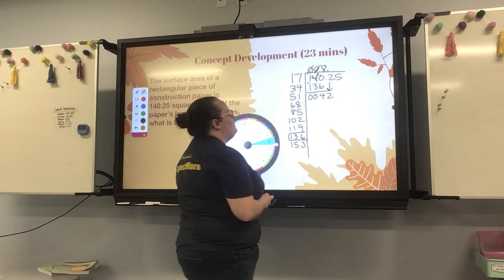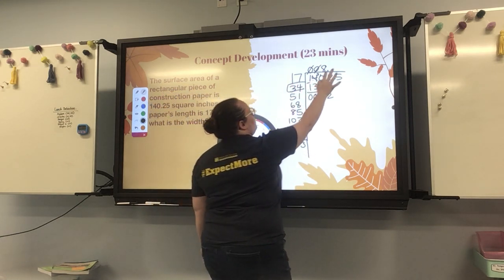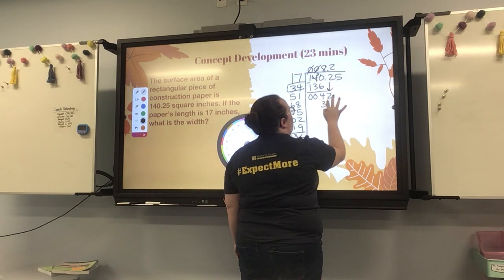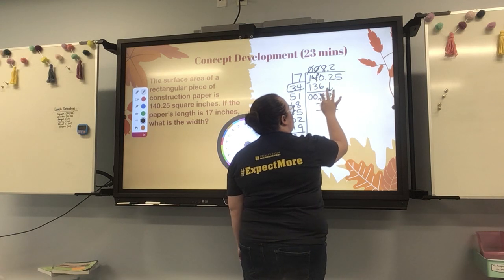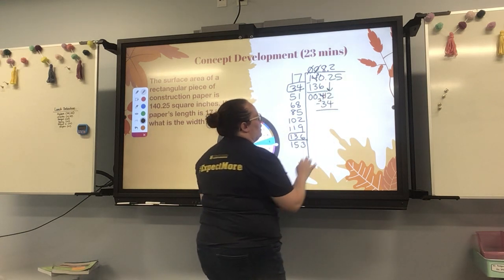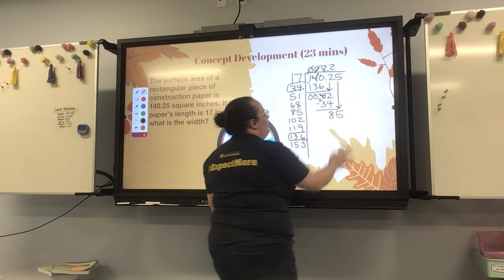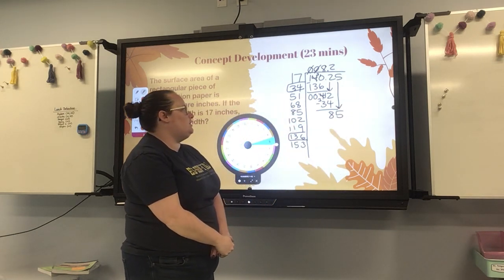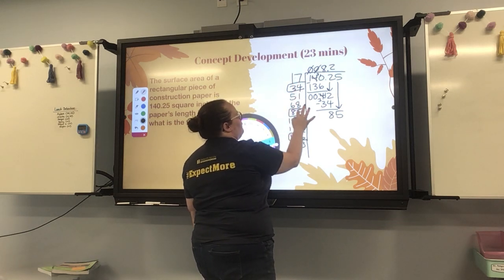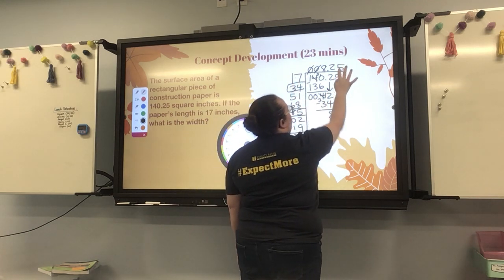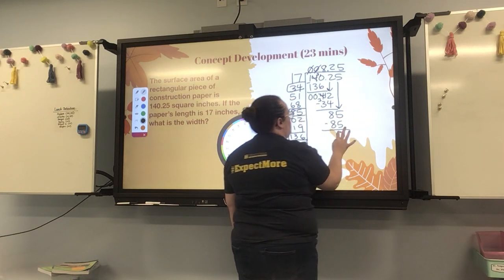How many times can 17 go into 42? 2. I would subtract 34 from 42. That becomes a 3. That becomes a 12. 12 minus 4 is 8. Bring down my 5. How many times can 17 go into 85? 1, 2, 3, 4, 5. I'm going to put a 5 in my quotient. Subtract 85. 85 minus 85 is 0.